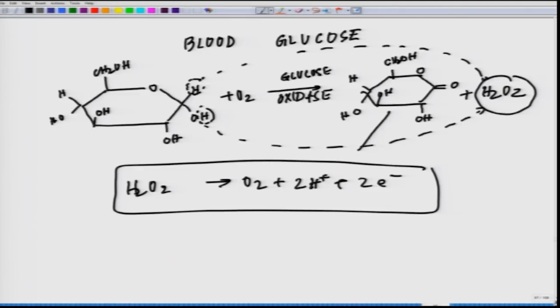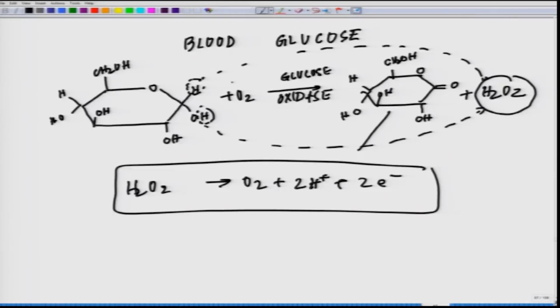So, essentially current is proportional to the concentration of hydrogen peroxide, which in turn is proportional to the glucose concentration in the blood. One of the major problems these early glucose monitors faced is that their response is dependent on the concentration of oxygen in the enzyme layer.